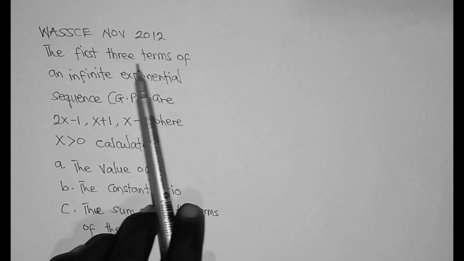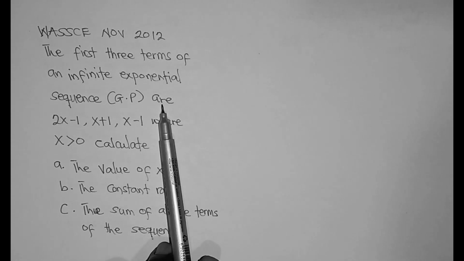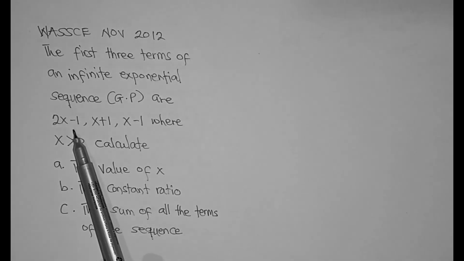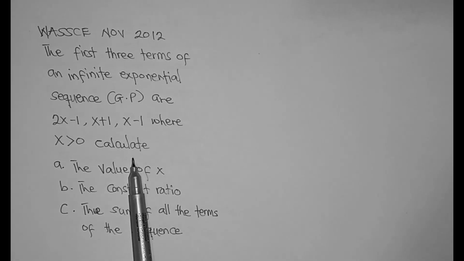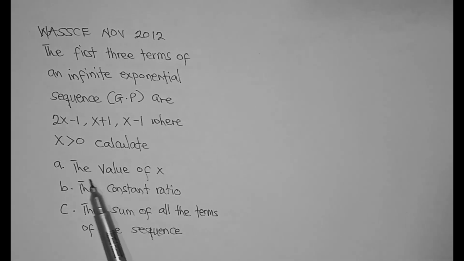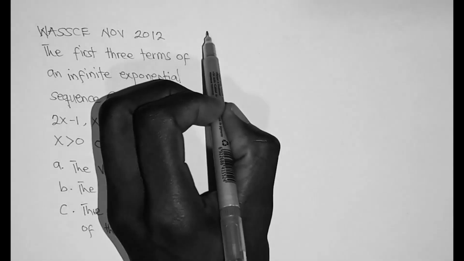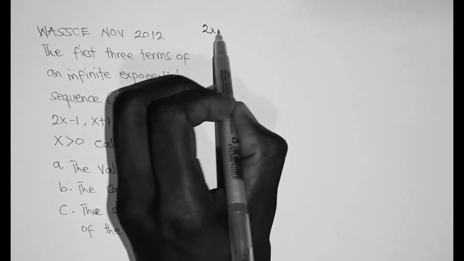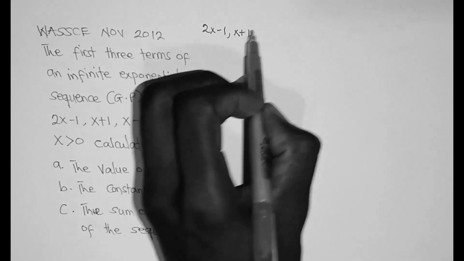These 3 terms of an infinite exponential sequence GP are 2x minus 1, x plus 1, x minus 1, where x is greater than 0. Calculate A, the value of x, B, the constant ratio, and C, the sum of all the terms of the sequence. So the sequence is 2x minus 1, then we also have x plus 1, and we have x minus 1.